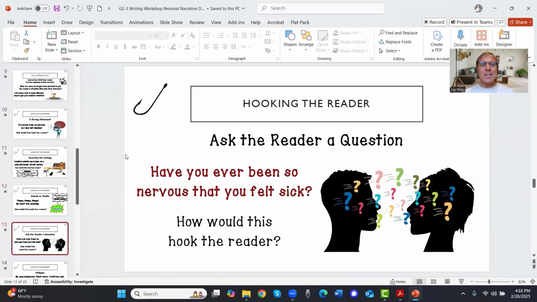And asking a question. I love when my students do this. I do find that some students rely on this strategy a little too much. So I always try and remind my students that this is a skill, it's a tool on their belt, but it's not the only tool on their belt. But having said that, it's a really effective strategy for drawing the reader in. Have you ever been so nervous that you felt sick? That's a great hook. I want to know what happens next.